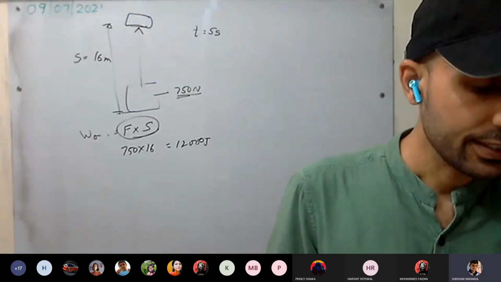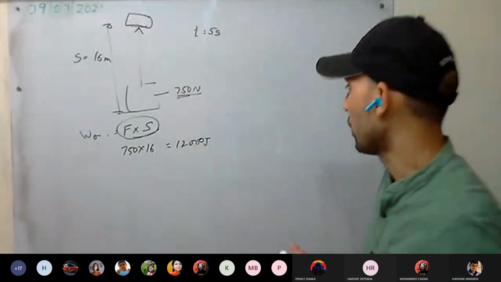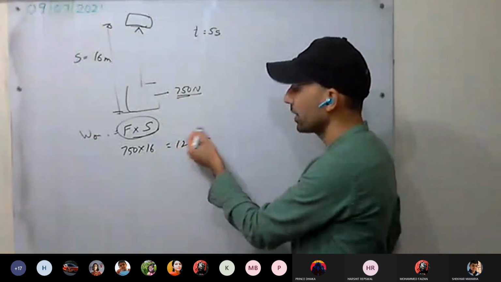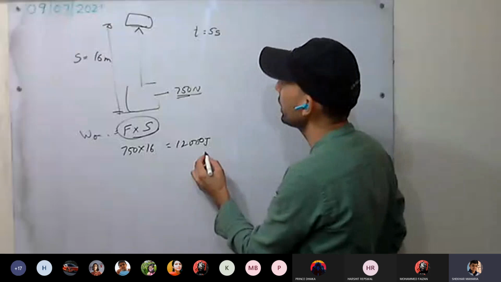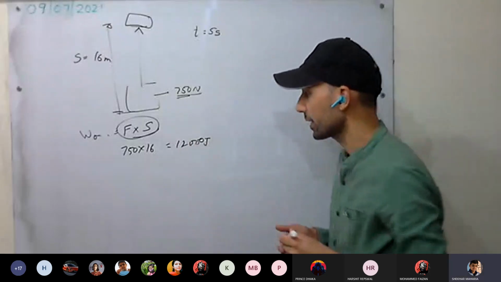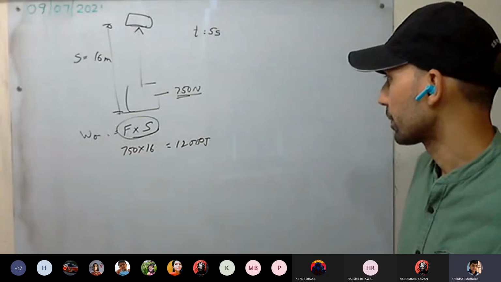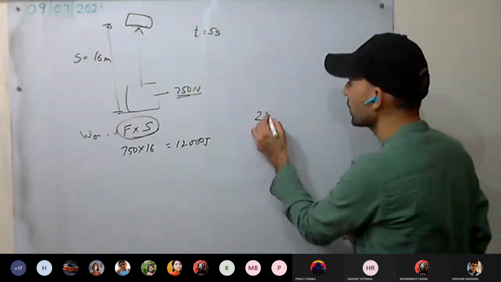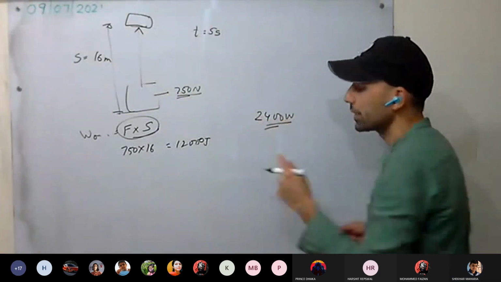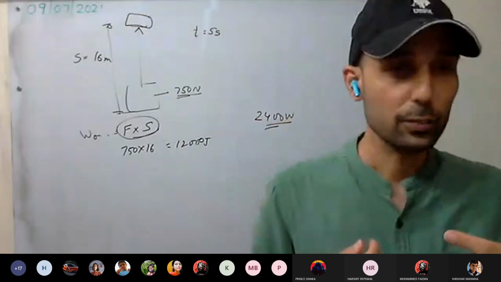We have to calculate work done upon time taken. So this is the energy spent, this is the work done, divided by the time, 5 seconds. You'll get 2400 watt. This is the power spent.